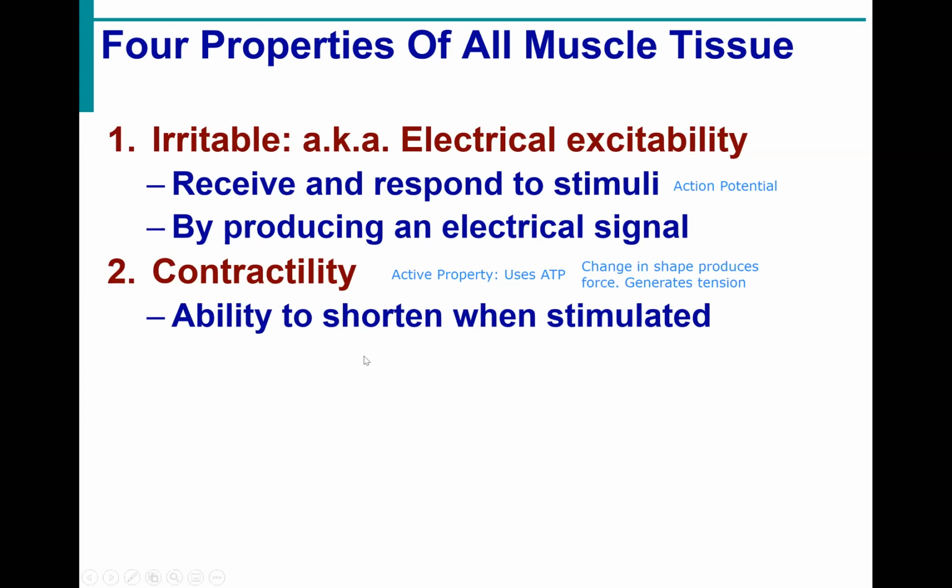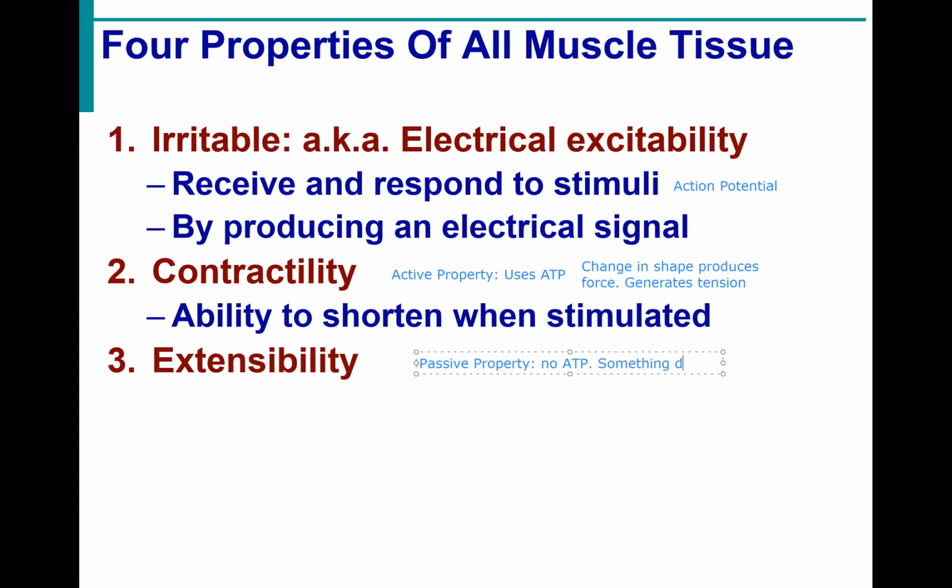Now, muscle tissue also has two passive properties. One of those passive properties is extensibility. So again, this is a passive property. No ATP is used in that. However, the other thing to remember is this is not something that the cell itself does. This is something that is done to the cell.